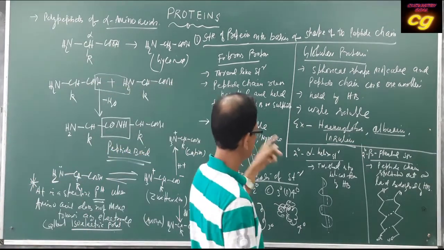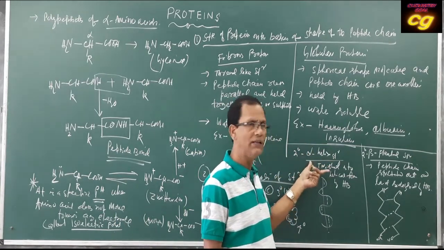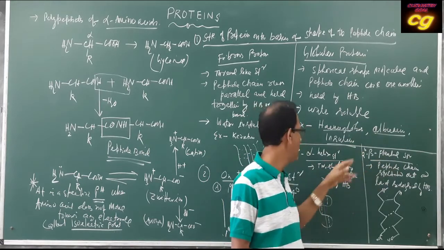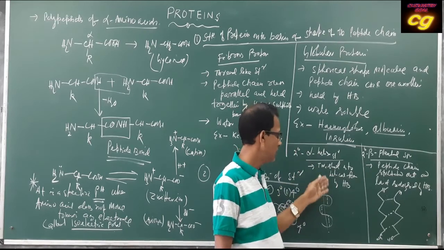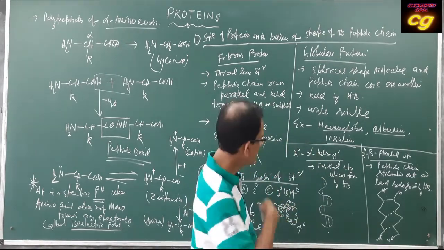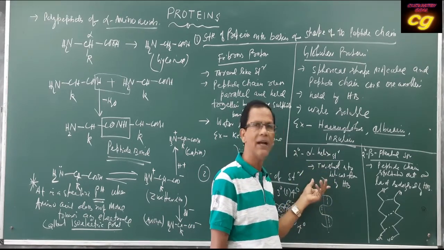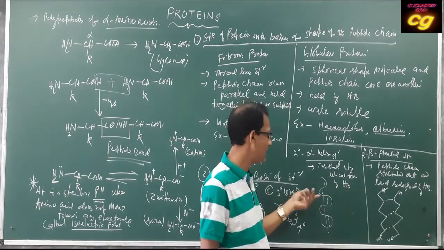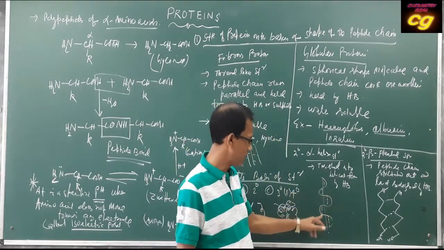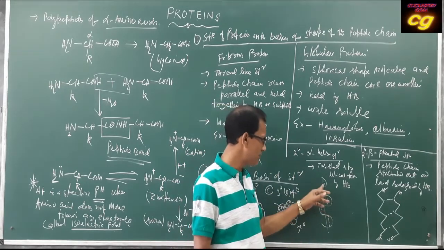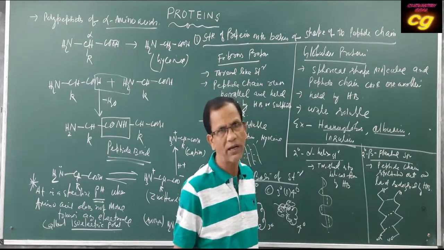Here, the secondary structure exists in alpha helical form or beta pleated form. In an alpha helix, the peptide chain is twisted into a helical form. Just like your right hand rule, the Fleming right hand rule you read earlier, it will be coiled in a particular direction. This coil form exists due to hydrogen bonding. This is called alpha helix form.